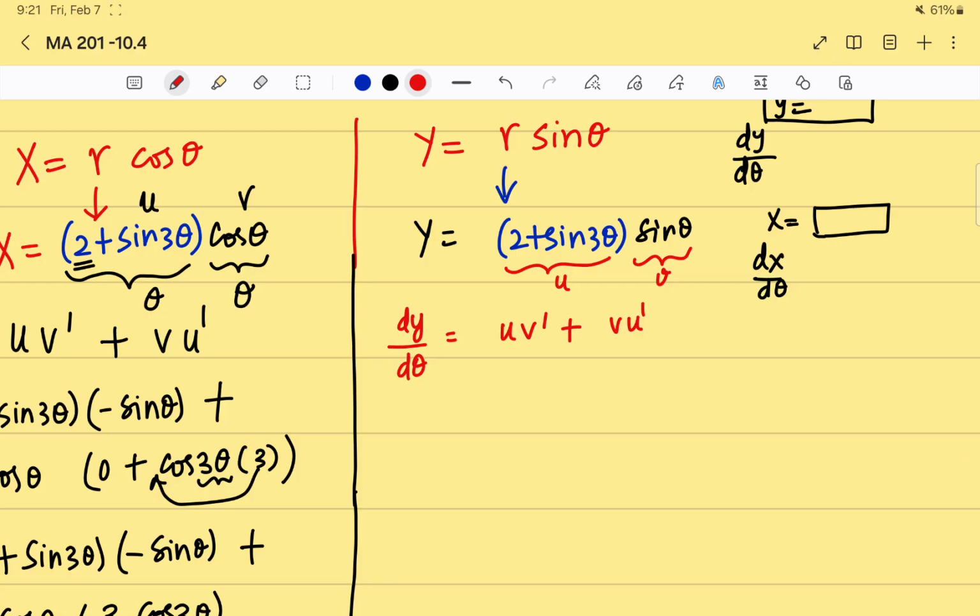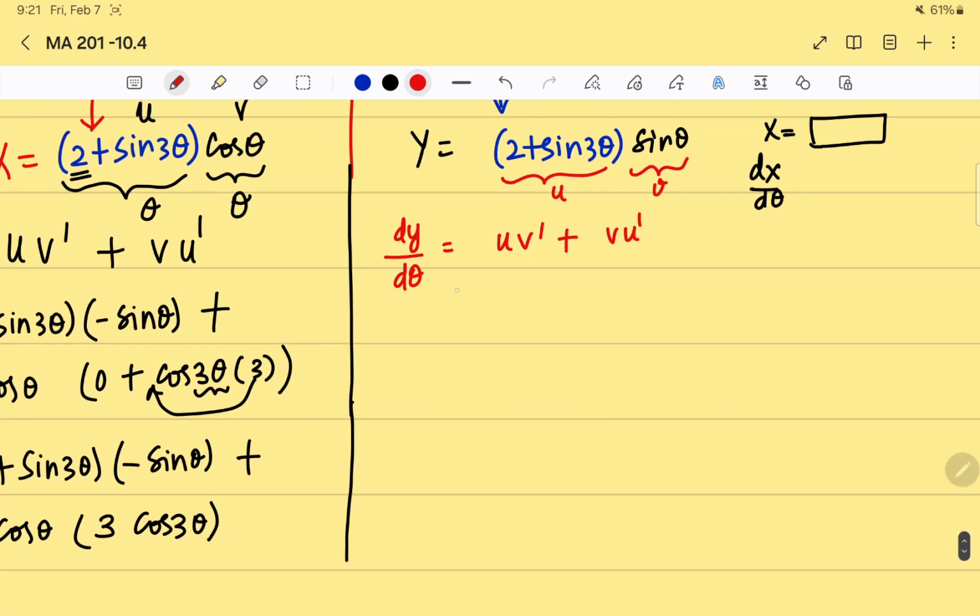Keep the second one, take the derivative of the first one. So this equals 2 plus sine 3 theta. Just keep it. And what is the derivative of sine theta? The derivative of sine theta is cosine theta. And then plus, keep sine theta, which is your v, right? Take the derivative of the first one.